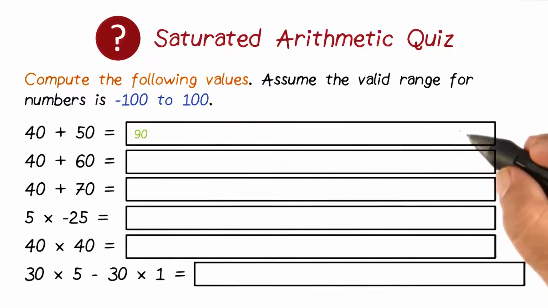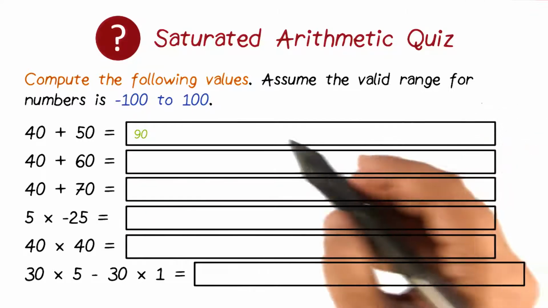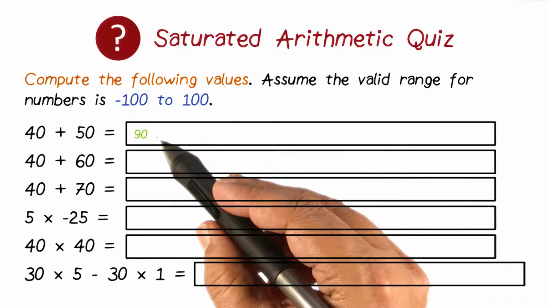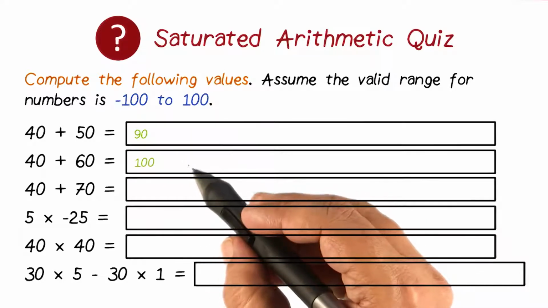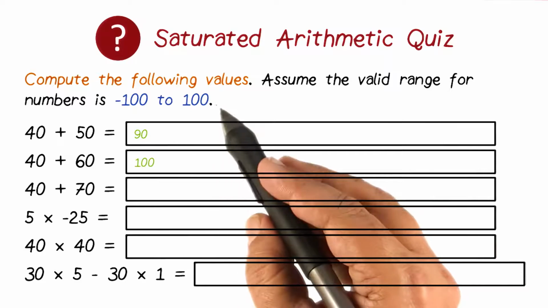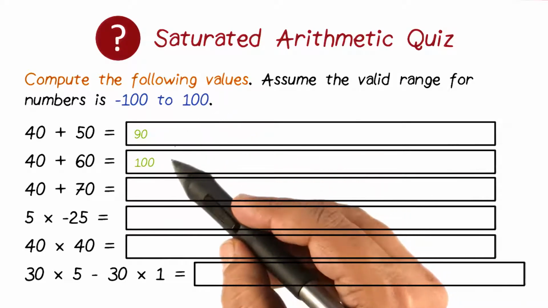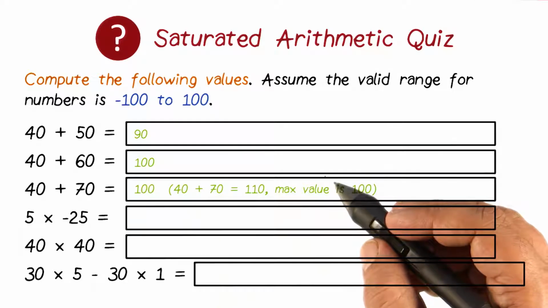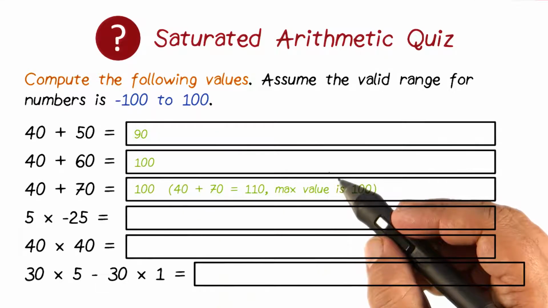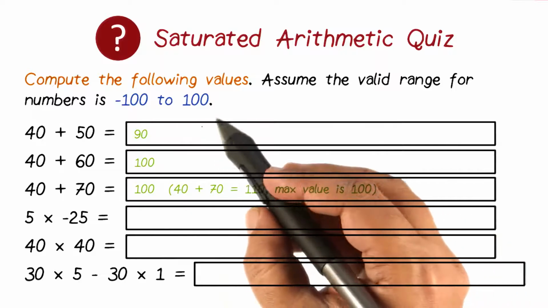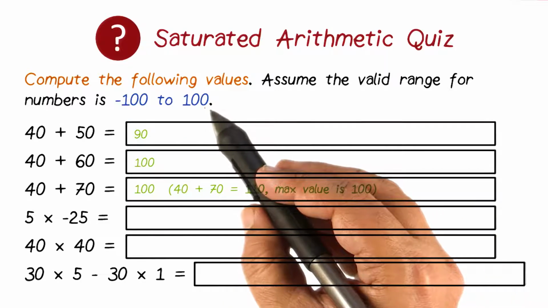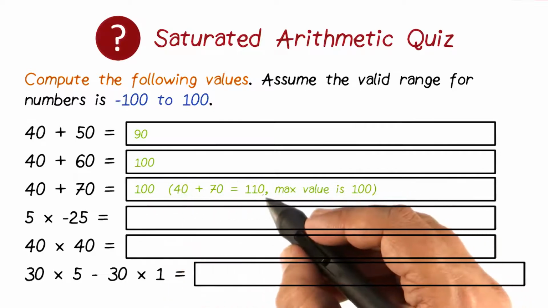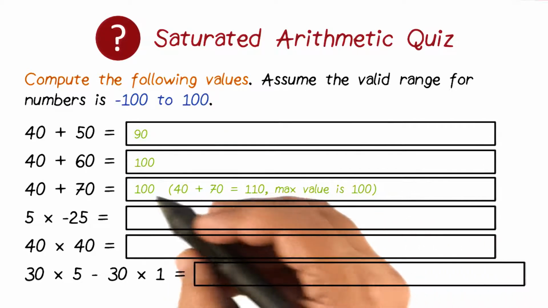The first answer: 40 plus 50 is equal to 90. It falls below the maximum value of 100, so the answer stays the way it is, equal to 90. The second one: 40 plus 60 is equal to 100. It is equal to the maximum value, so it stays where it is, and the answer is 100. The next one is 40 plus 70. Here the value should actually be 110. However, the maximum number in our number system is 100, so the right answer here is 100, and the value of 110 will get clipped to 100.